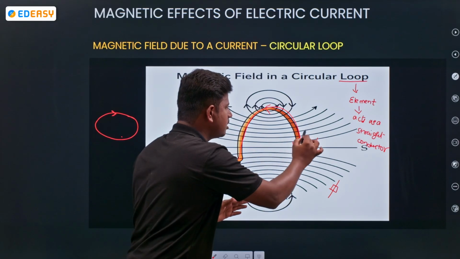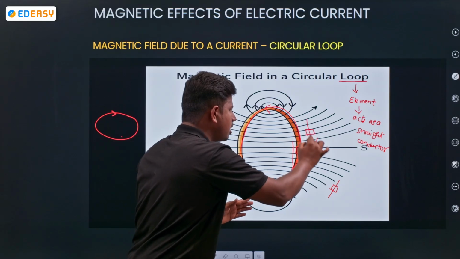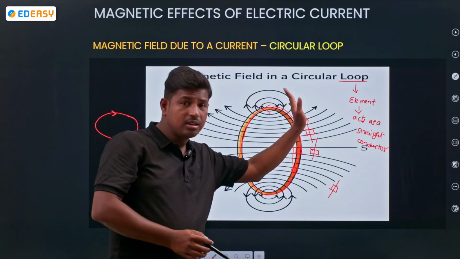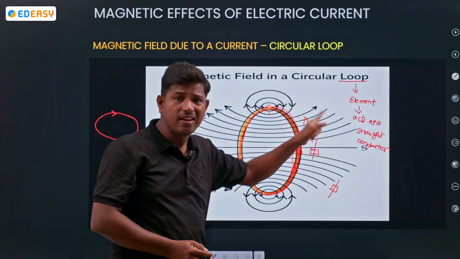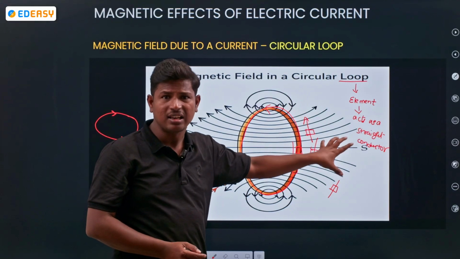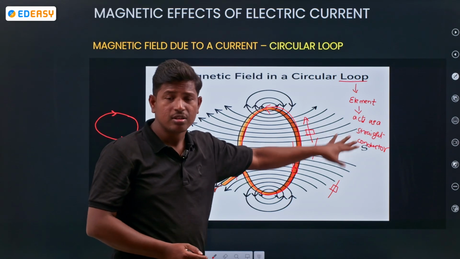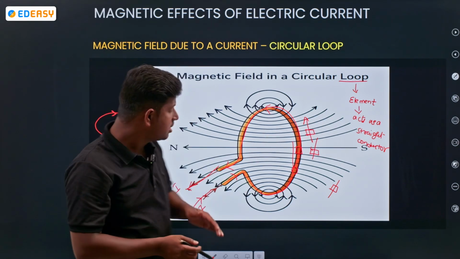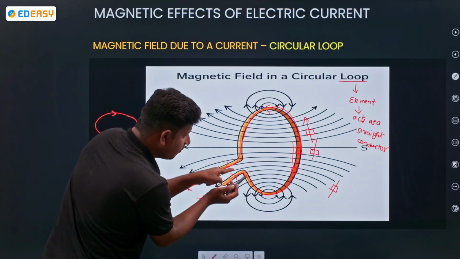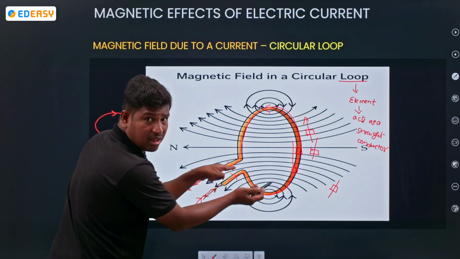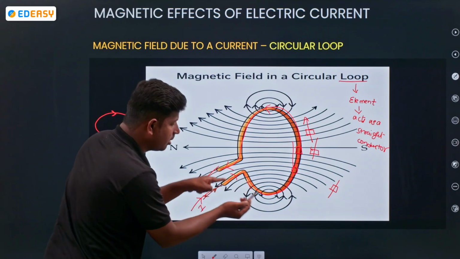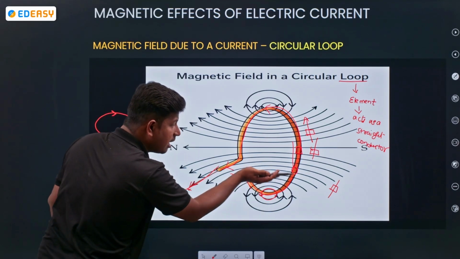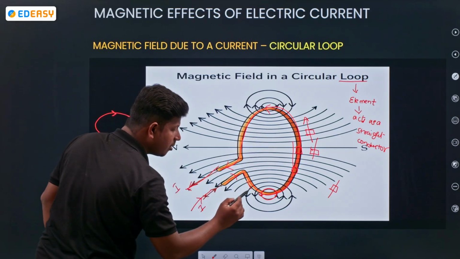So let us take this one. Straight conductor only. The direction changes, but if you combine all of these, you will get a loop. So each and every part acts like a straight current carrying conductor. So how will the field lines be? Circular. See, every element acts like a straight current carrying conductor only.